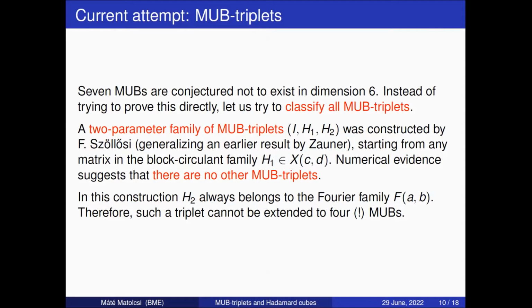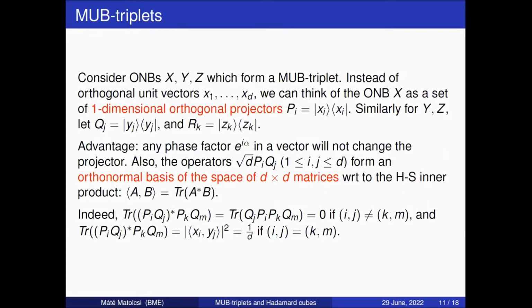So once you have anyone in the Fourier family, we have the result already that it cannot be extended to a full set, or it cannot even be extended to a fourth MUB-triplet. So this is a reasonable approach, and it would lead to complete success. So what about MUB-triplets? How can we possibly characterize them? What is the idea?